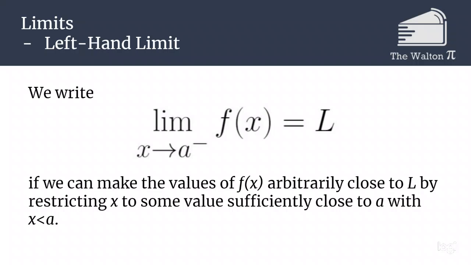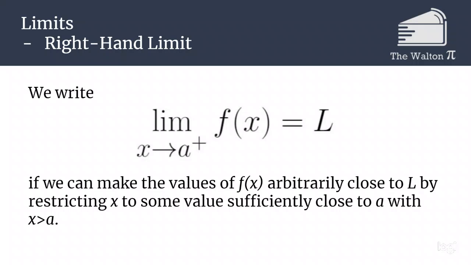And then we can basically write almost the exact same thing for a right-hand limit, except we are going to have the limit as x approaches a from the right written with a plus sign in the exponent. And then this is going to be true if f of x gets arbitrarily close to L when x is bigger than a and gets close to a.